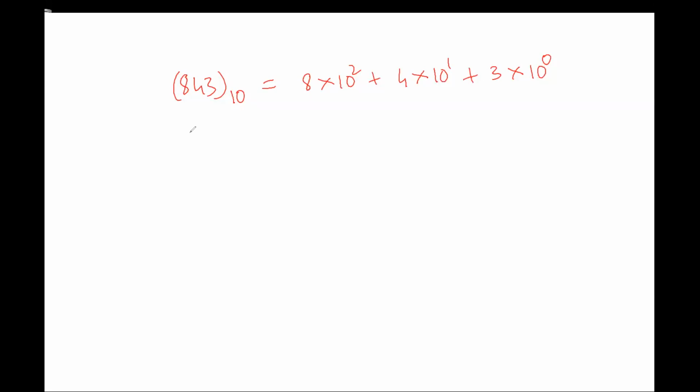But let's say this is base 10. Generally speaking, if you have digits d_k to d_0 in base B representation, the value associated with it is the sum over i equal to 0 to k of d_i into B power i.